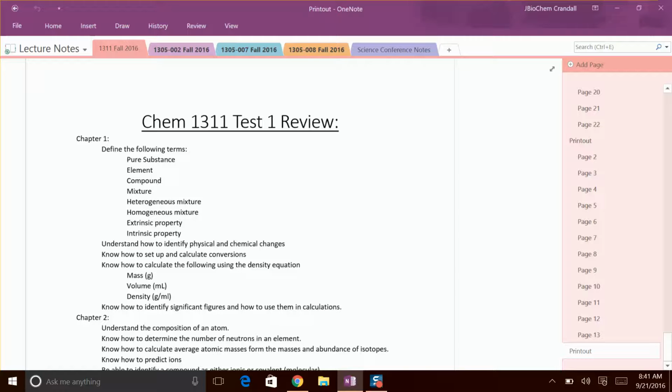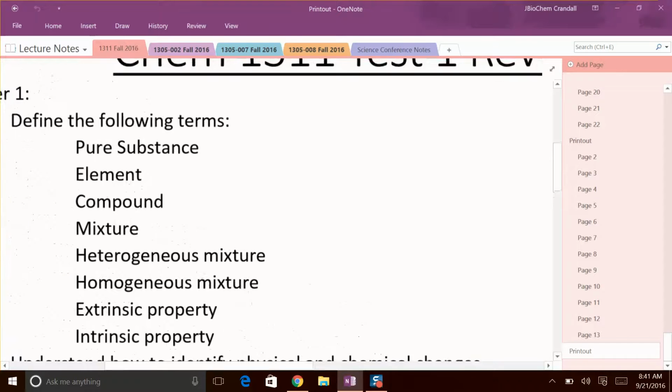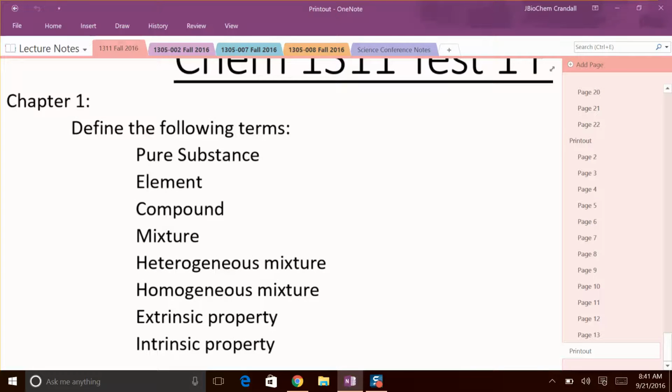I was hoping you guys would see it, but it doesn't really do too much. So these are the sorts of things that you need to prepare for and know for this test. Define these terms. You need to be able to define these: pure substances, elements, compounds, mixtures.